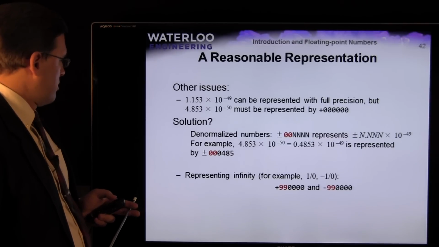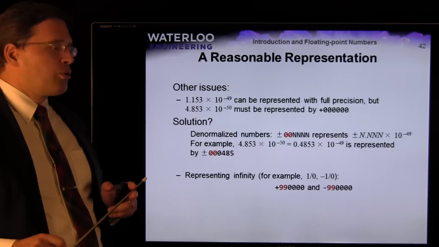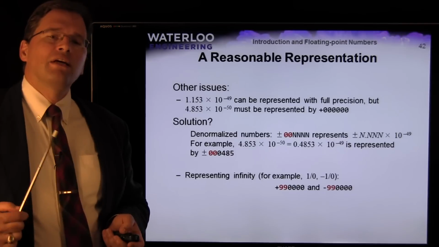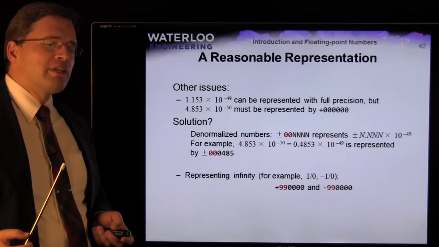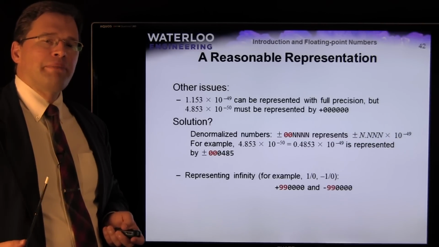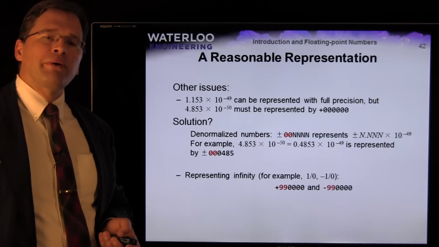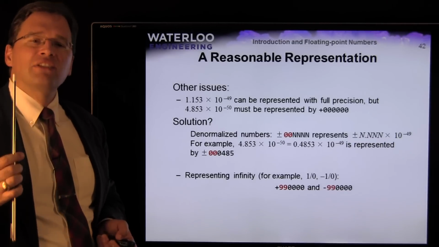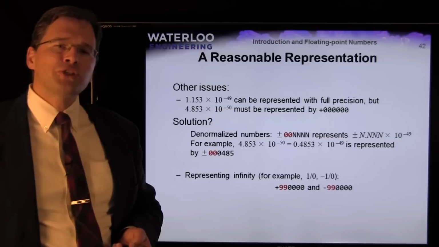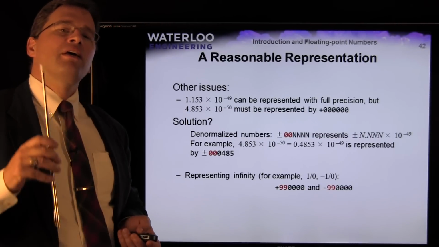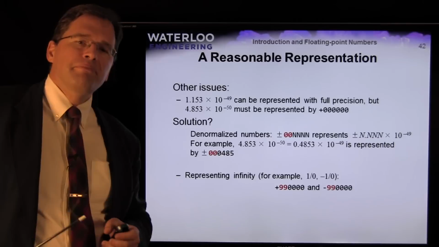So that's denormalized numbers. Also, there's another case. What do we do about infinity? We don't want infinity to generate errors, because in some cases you can actually work with infinity. So we want a floating point representation of infinity. Because it's not infinity, we're just going to call any number that is larger than the largest number that we can represent by our representation as being infinity.